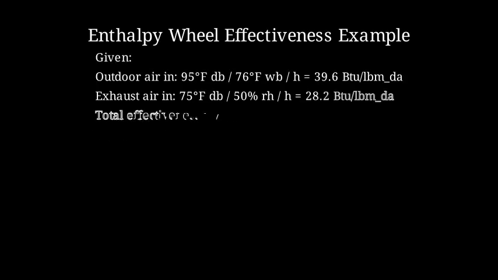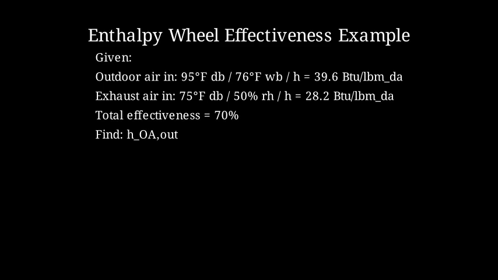Let's solve an enthalpy wheel effectiveness problem step by step. A 6,000 CFM enthalpy wheel has the following design conditions. Outdoor air entering is 95 degrees dry bulb, 76 degrees wet bulb, and enthalpy equals 39.6. Exhaust air entering is 75 degrees dry bulb, 50% relative humidity, and enthalpy equals 28.2. Total effectiveness is 70%. We need the enthalpy of the outdoor air leaving the wheel.